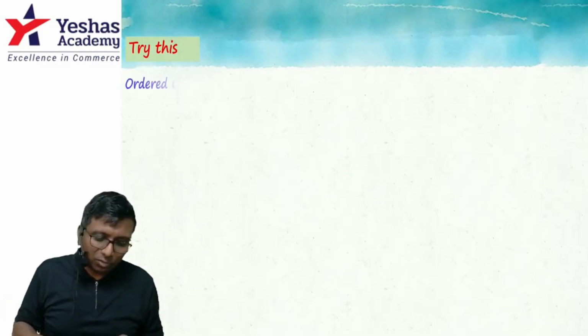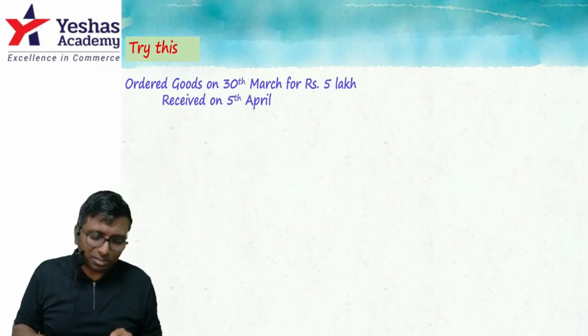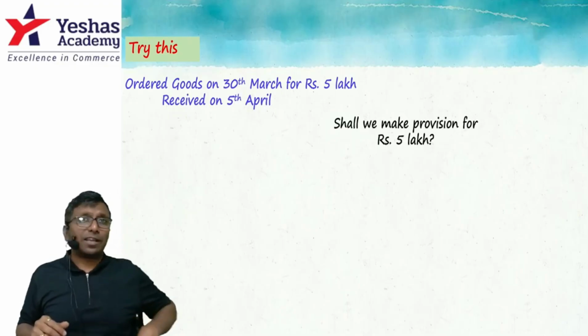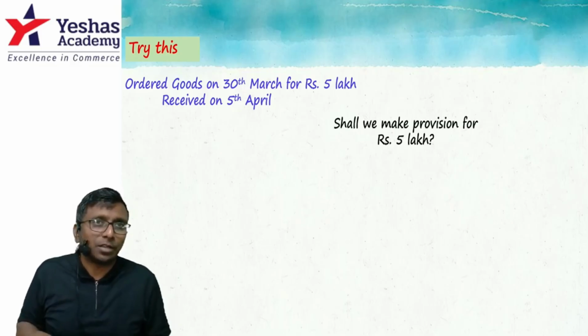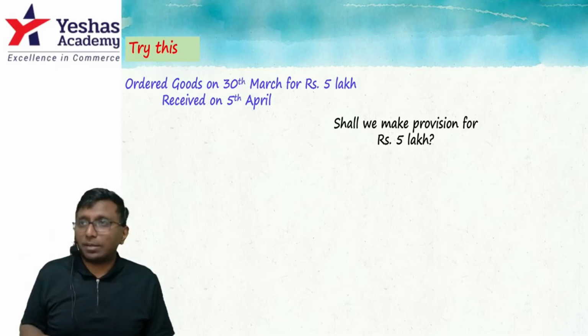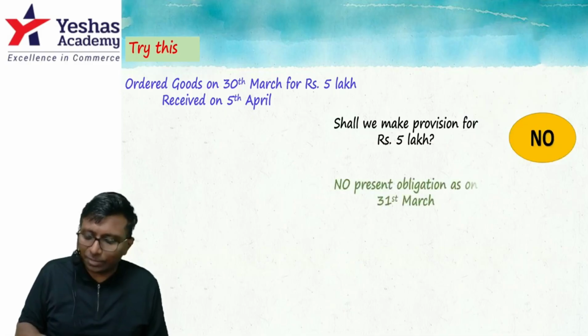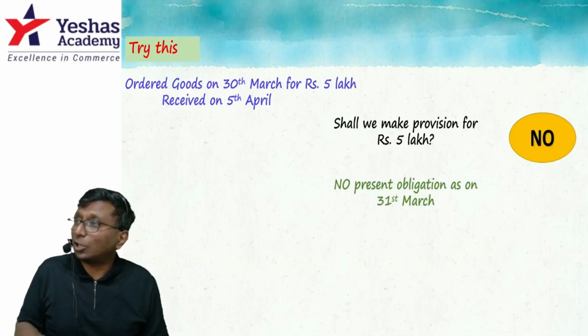Right, my dear. Now, just answer this, we already spoke. We ordered goods on 30th March, but we received the goods on 5th April. Now, shall we make a provision for 5 lakh rupees on 31st March? No. Why? Obligating event did not take place. What is the obligating event? Receipt of the goods is the obligating event. That didn't happen. We are not obligated to anybody till the date I receive the goods.